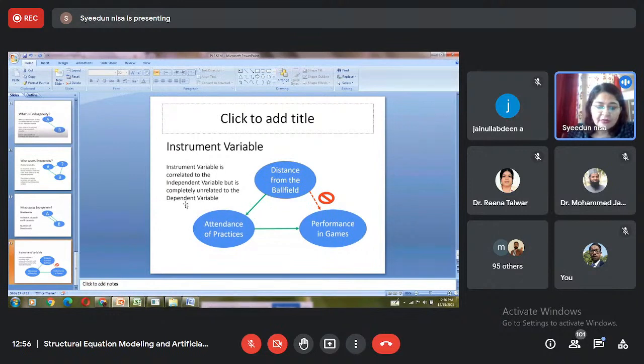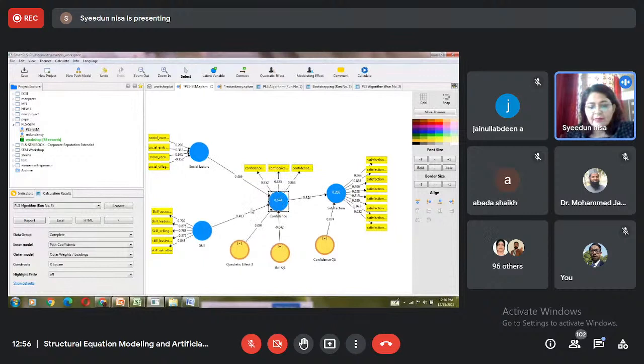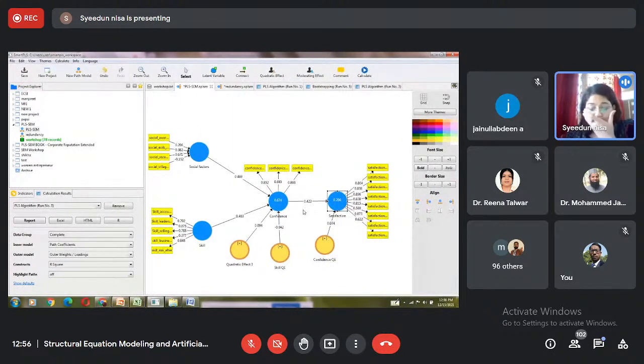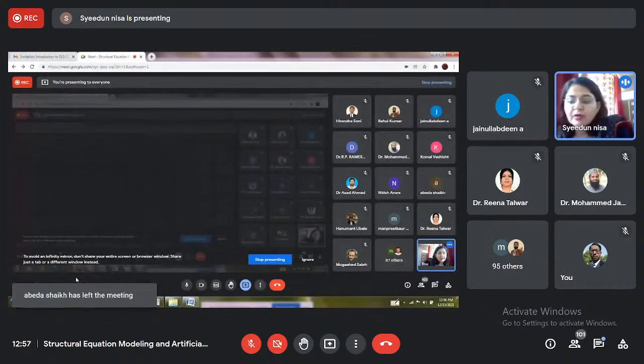So if I am saying that I am measuring satisfaction, and I am measuring satisfaction with this confidence, and confidence again is affected by skill and social factors. So if I am saying that confidence depends on social factor and skill, and I am measuring confidence, satisfaction with confidence. If I want to find out whether there's a problem of endogeneity or not, and if there is a problem of endogeneity, what will happen? If there is a problem of endogeneity in this model, then what will happen?